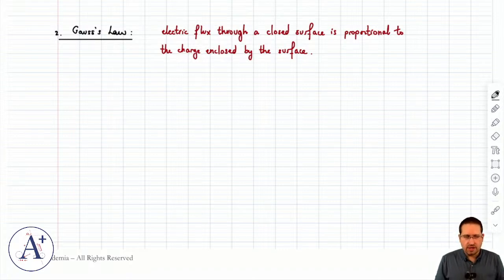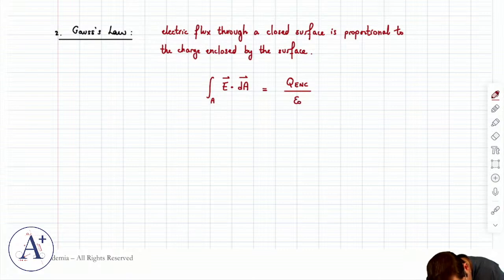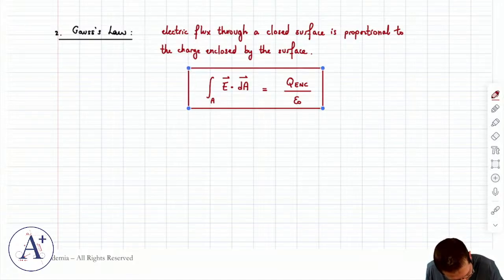Now let's see how we carry it out, because we need to be a little bit clever as to how we choose this closed surface in question. One way to write this is to write that the flux through some surface A, so the integral over the area of E dot dA, is going to be equal to Q enclosed, the charge enclosed by the surface, divided by epsilon naught. 1 over epsilon naught is the proportionality factor.